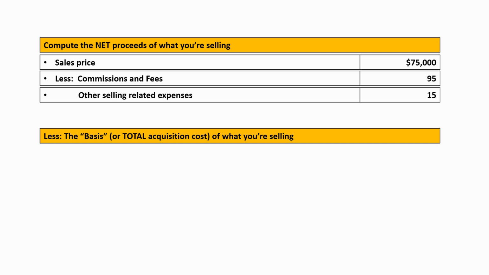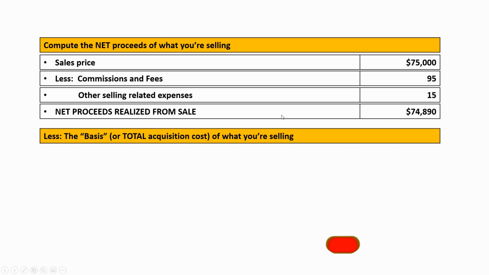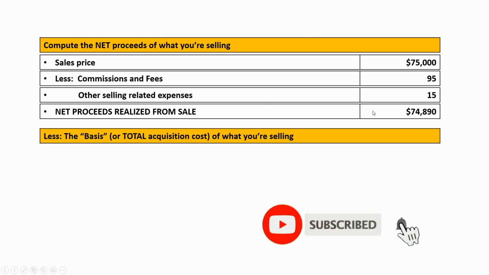This is just to compute. This is not the tax yet. This is just to compute how much your gain is, okay? So here, you receive a net selling price. This is the amount you realize, $74,890.